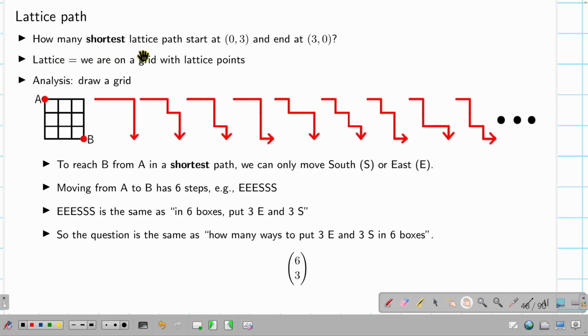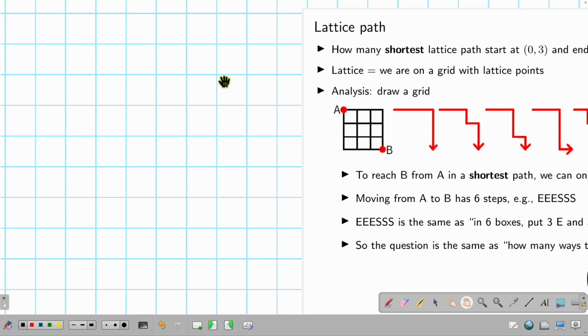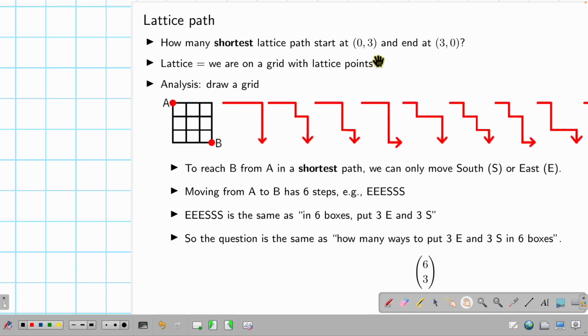How many shortest lattice paths start from (0, 3) and end at (3, 0)? So what is this? A lattice means we are on a grid. So these are grid. What is a lattice? Basically, it's the cross point between the lines. So these are all lattice points. Okay, and then what? Well, it says from (0, 3) to (3, 0).